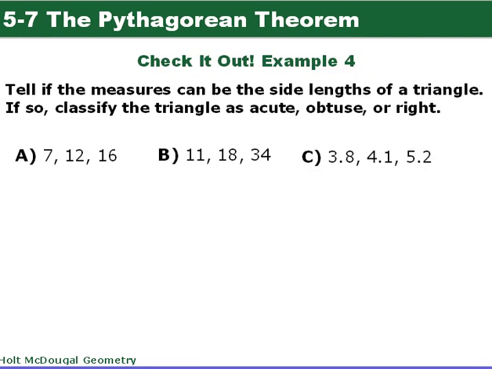All right, here are 3 problems for you to try. First, figure out if they make a triangle. If they do, then classify the triangle using the Pythagorean theorem and inequalities. So classify it as acute, obtuse, or right.